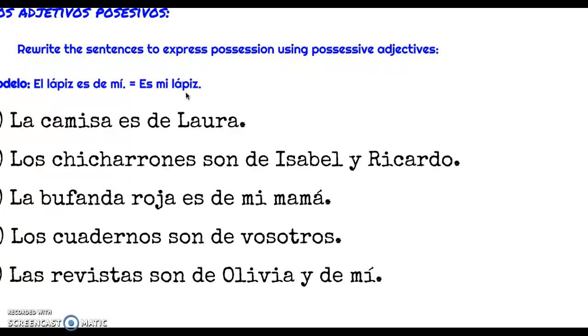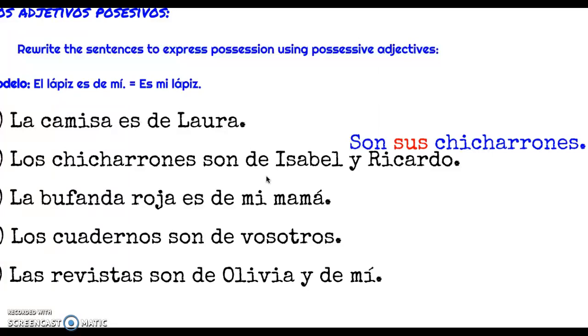So "la camisa es de Laura." So the shirt is Laura's. And we want to say it's her shirt. So how can we say that? "Es su camisa." So our verb stays the same. We take out de and we take out Laura, so we substitute that in with su. So it's her shirt. Next up, "los chicharrones son de Isabel y Ricardo." So we want to say that the chicharrones are Isabel and Ricardo's, so we're going to say they are their chicharrones.